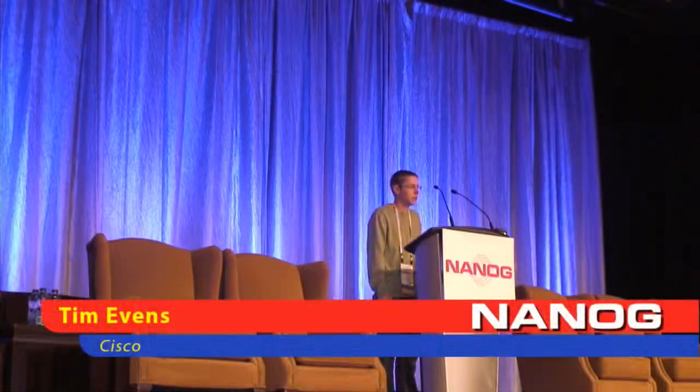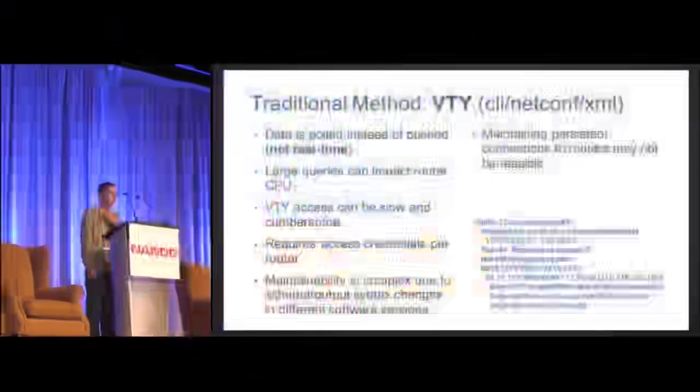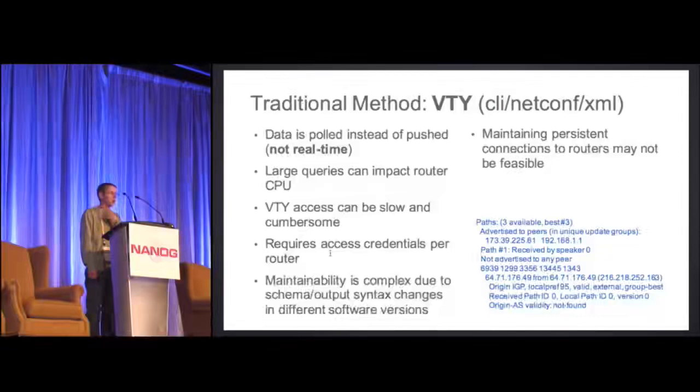Hi, great, thanks. So I'm going to talk about monitoring BGP and route leaks using OpenBMP and Apache Kafka. The first challenge is to collect the BGP data, and traditionally to collect the BGP data, we could use VTY access. The problem with VTY is that it is not real-time, it's poll-based. You have to make requests to the router and issue commands in order to get the data.